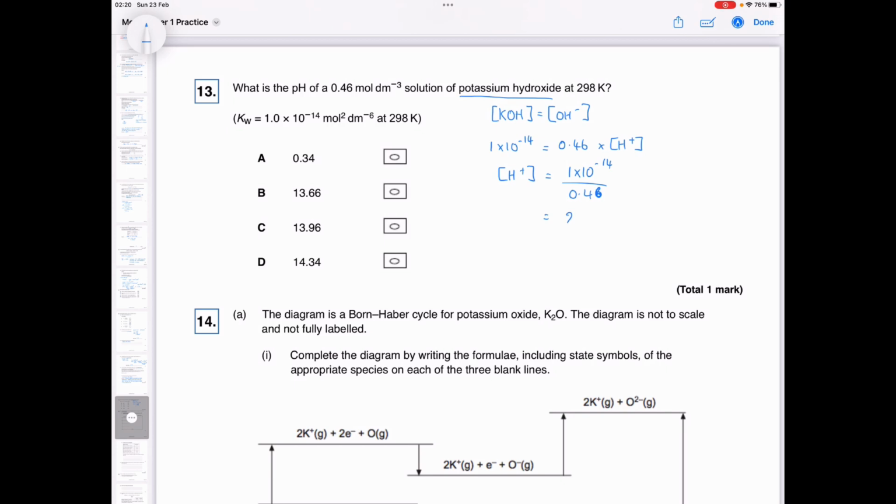And that gives us 2.174 times 10 to the minus 14. And the negative log to the base 10 of that value is equal to 13.66. So that is answer B.